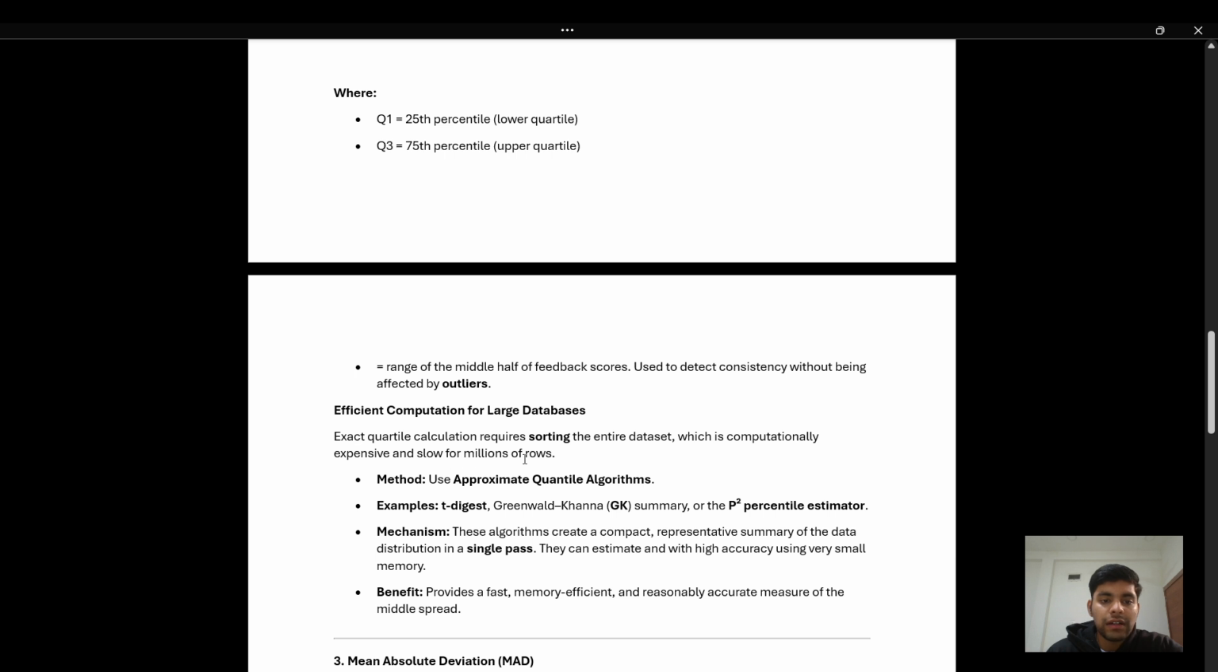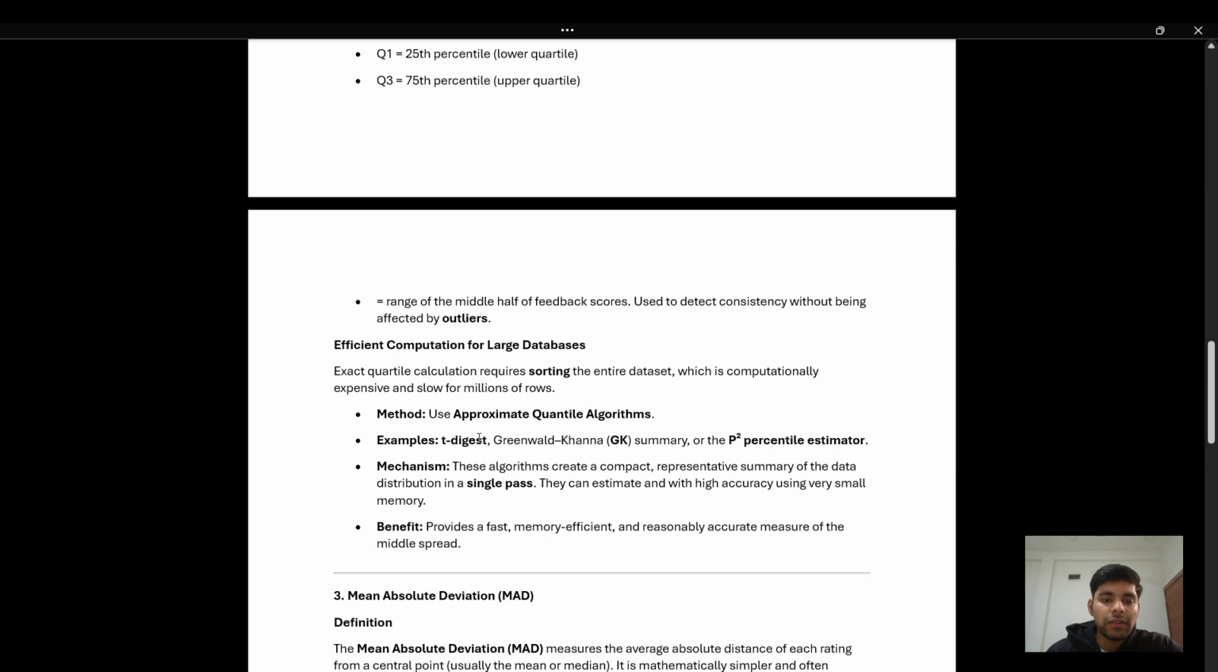Exact quartile calculation requires sorting the entire data set, which is computationally expensive and slow for millions of rows. So the method we use is approximate quantile algorithms. Examples are T-digest, Greenwald-Khanna summary, and the P-square percentile estimator.